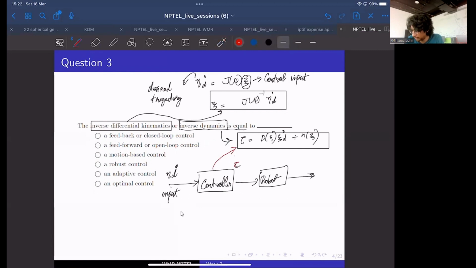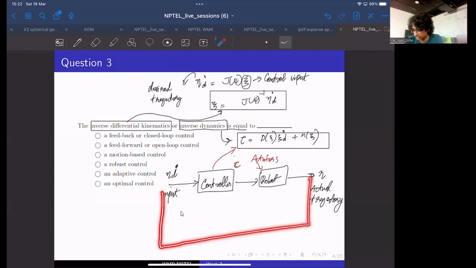It gives the torque. It will basically actuate the actuators of the robot, and the robot will execute some motion eta. This is the actual trajectory. So this is all what this controller basically says. Because there is no feedback term. We are not taking any feedback from the actual trajectory. There is no feedback. It's just a feed forward.